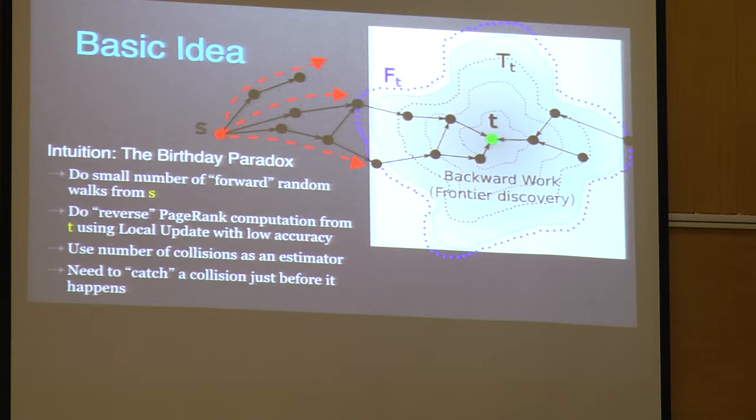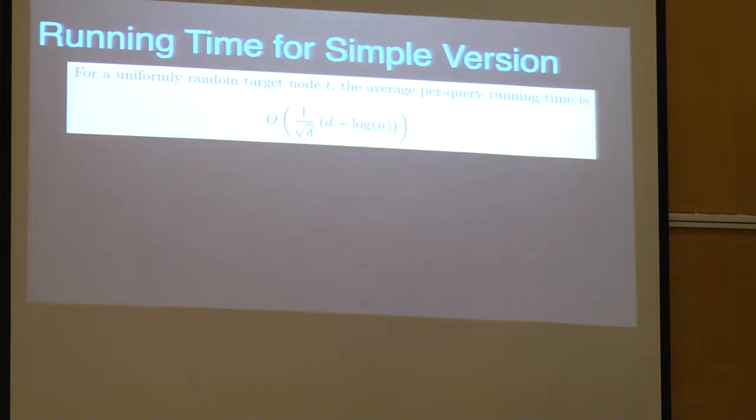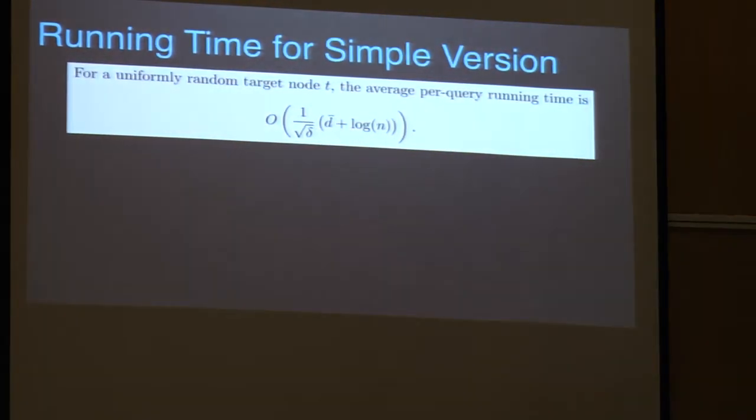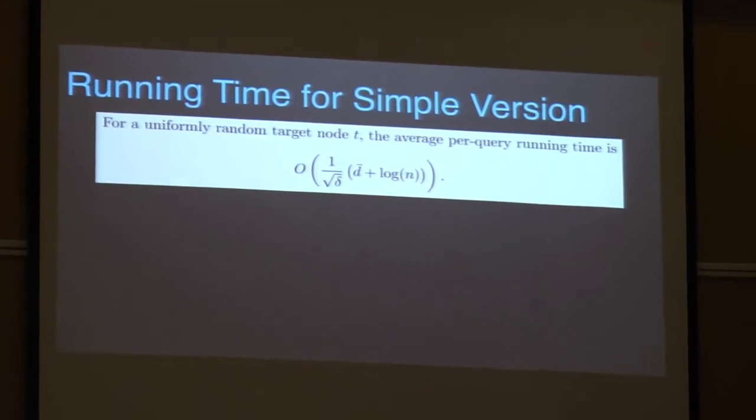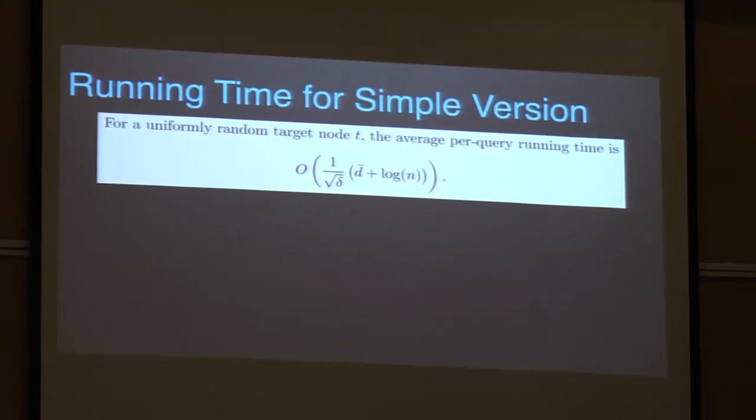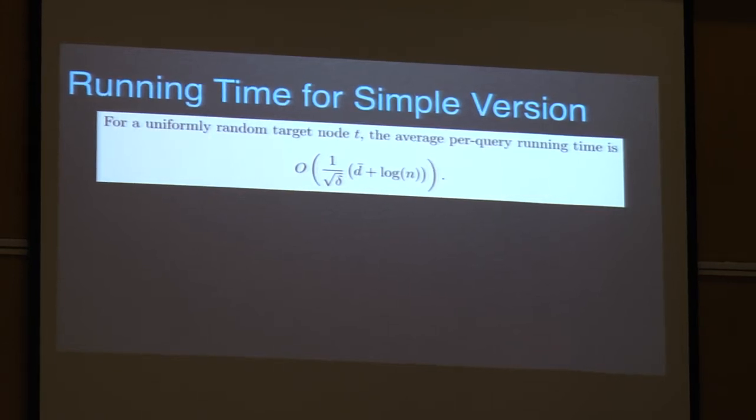And again, since we already saw one proof in detail, I don't want to do this proof in detail. But basically, the result that we get is that for a uniformly randomly chosen target node T, sorry, I might have said S before, the average per query running time is 1 over square root delta times d tilde plus log n. So we go from 1 over delta to 1 over square root delta times d bar.